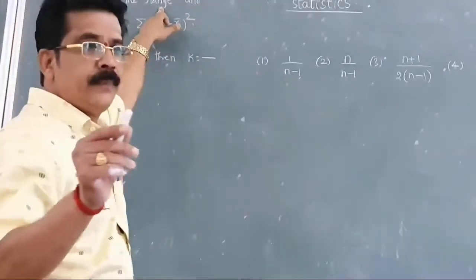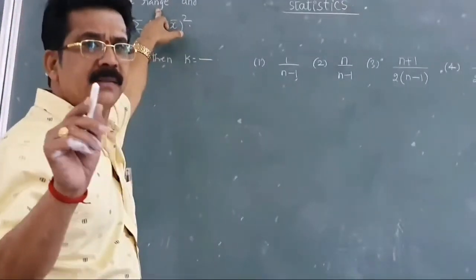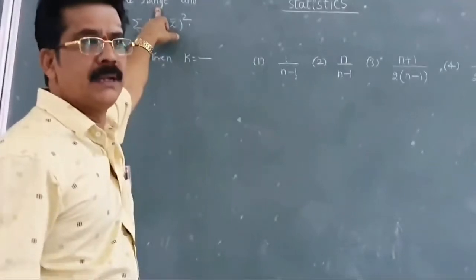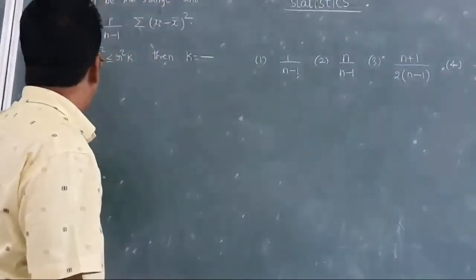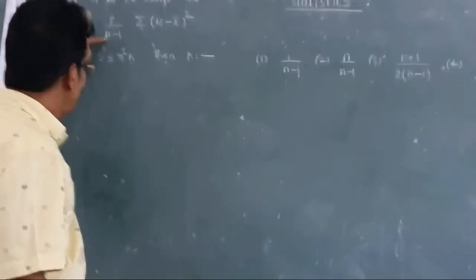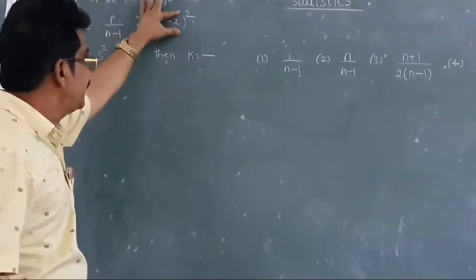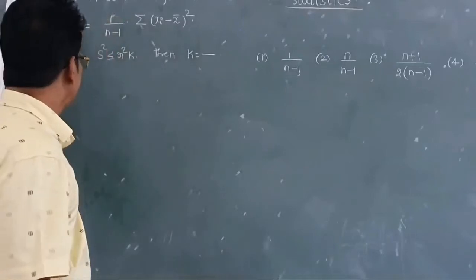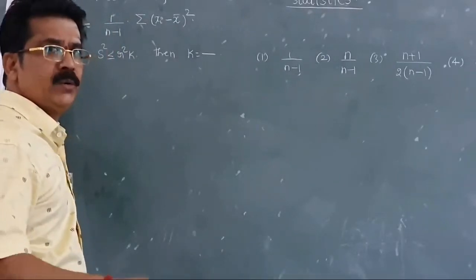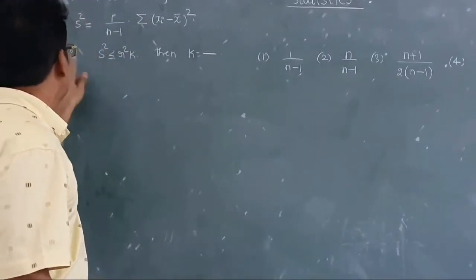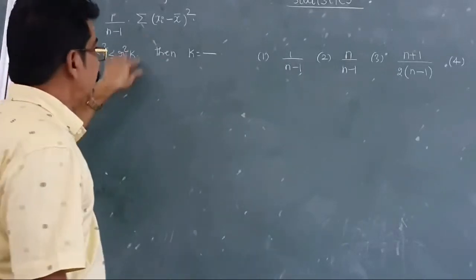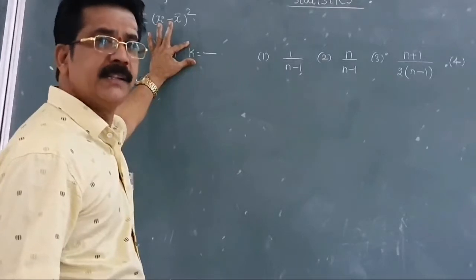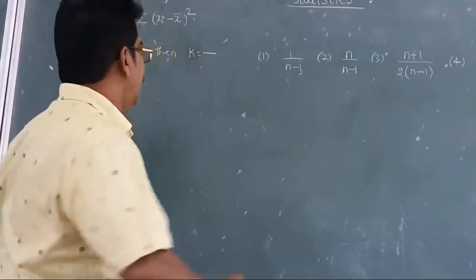Range means greatest value minus least value. It is called the range of the data. Right. And this value 1 by n minus 1 into sigma xi minus x bar whole square is equal to some s square. We denote it like that. Next, if s square is less than or equal to r square into k, then find the value of k. This is the question. Right.